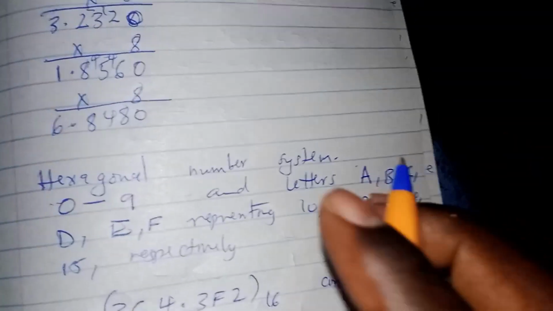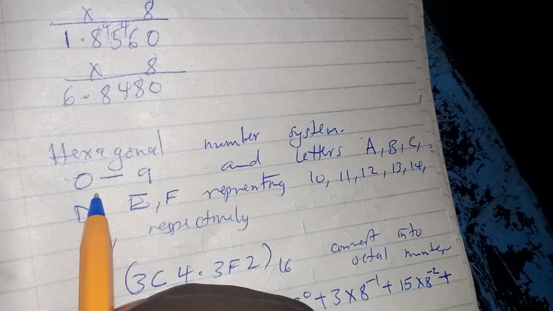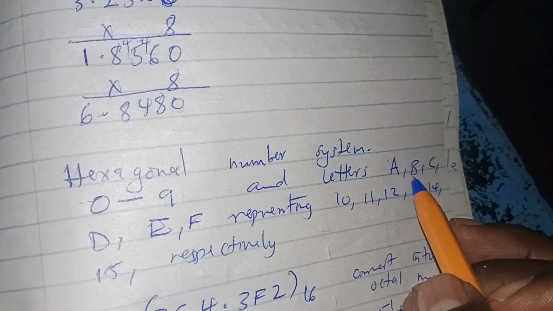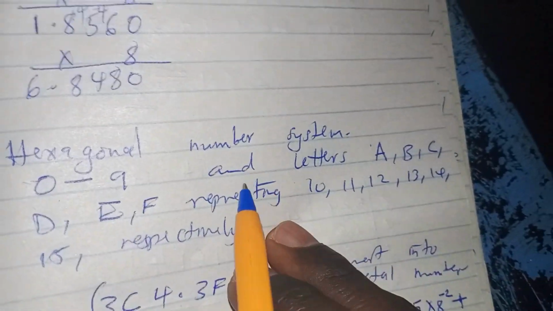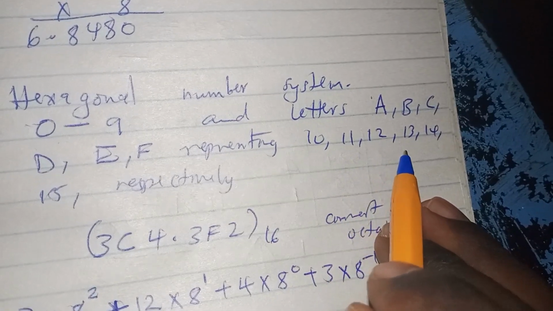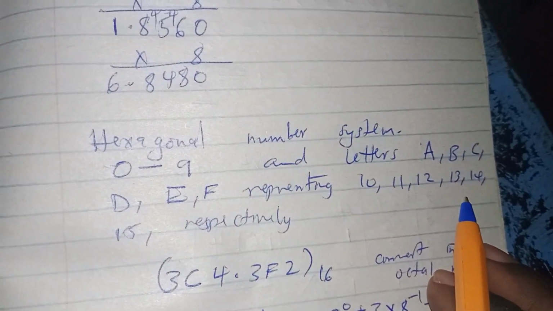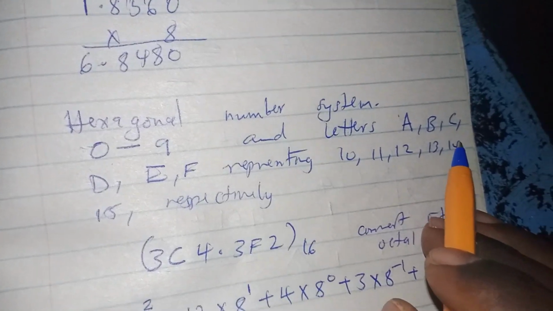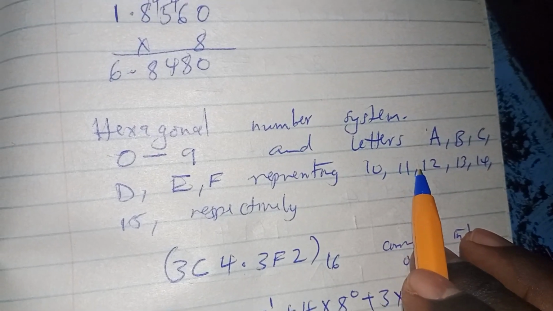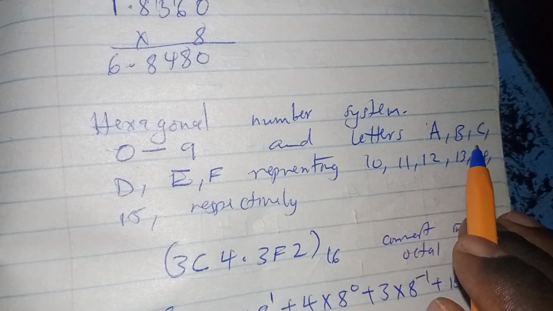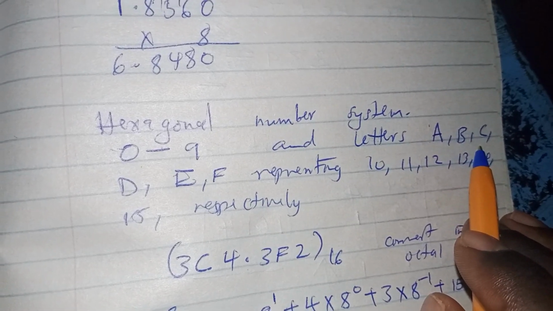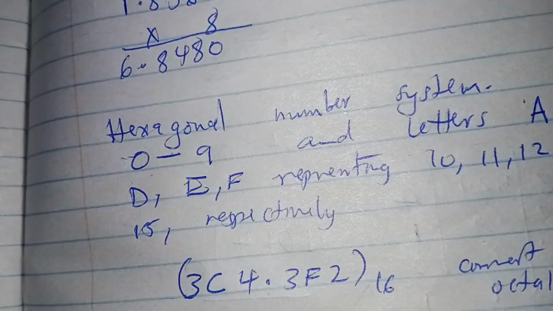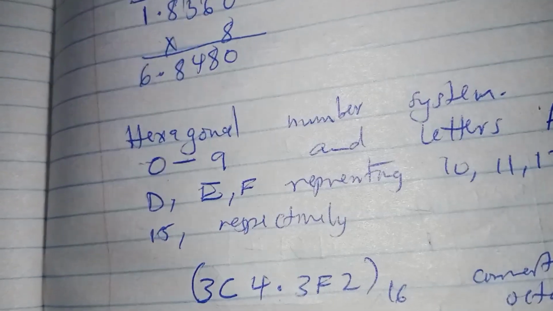numbers, it has all the numbers ranging from 0 to 9 and letters ranging from A to F, with A, B, C, D, E, and F representing 10, 11, 12, 13, 14, 15, respectively. The word is respectively. So the moment you see an F somewhere, it means it was 15. If you see C, then we are referring to 12. So you have to be very keen on these numbers and the letters that represent the hexadecimal number system.